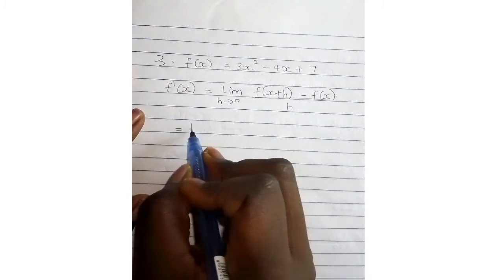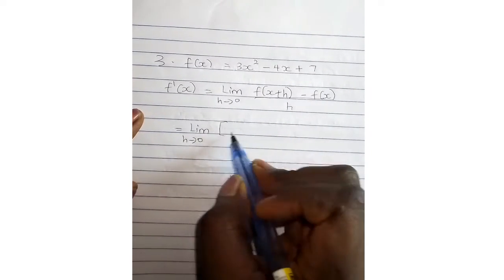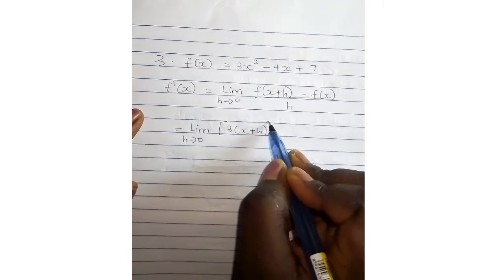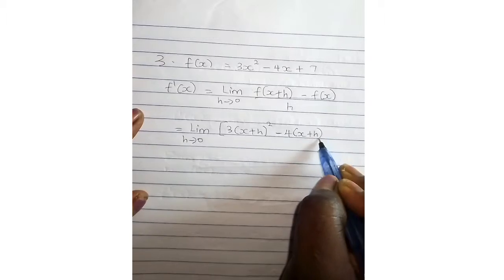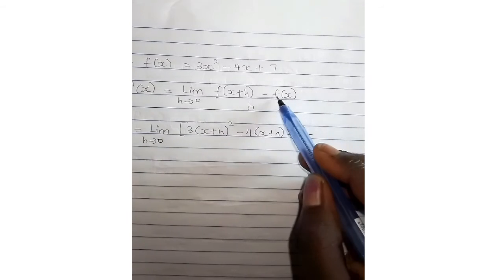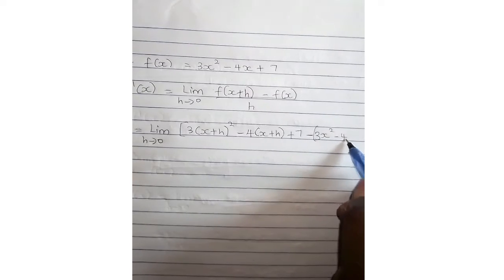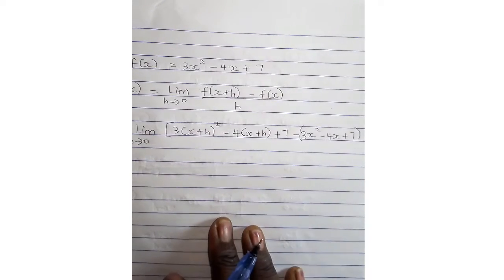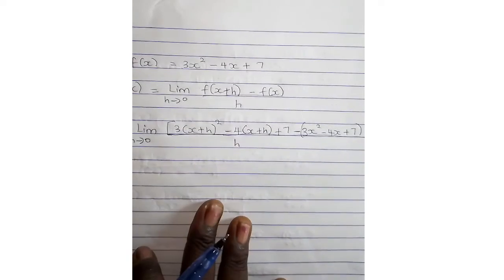So we're going to have something like this. The limit as h approaches 0, we're going to have, put into a bracket, 3 into x plus h squared minus 4 into x plus h plus 7, minus our f of x, which is given as, put this into a bracket, 3x squared minus 4x plus 7. So having something like this all over h. So I'm going to expand this.